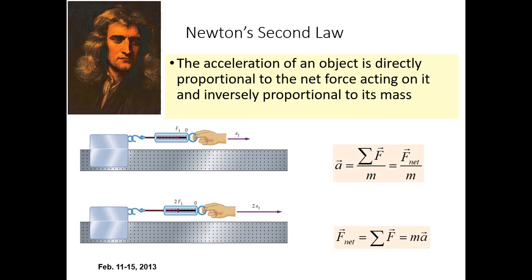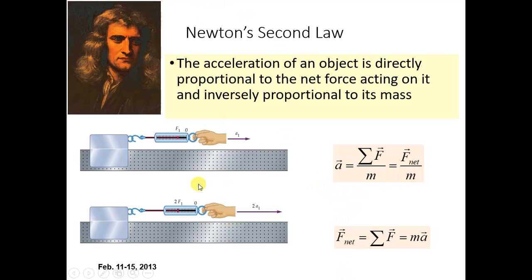So see here, now Newton's second law. The acceleration of an object is directly proportional to the net force acting on it and inversely proportional to its mass. So see here, F net equals the summation of m into a, so a equals F by m. So these forces give us our accelerations. And also it is directly proportional to the force acting on it and inversely proportional to the mass.